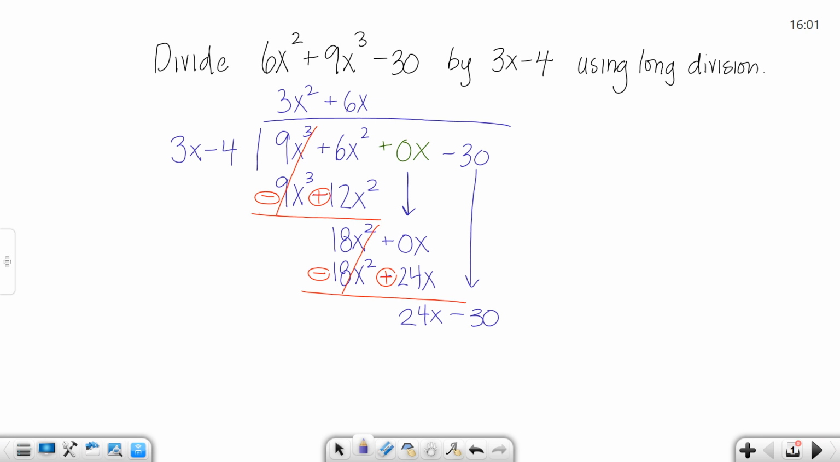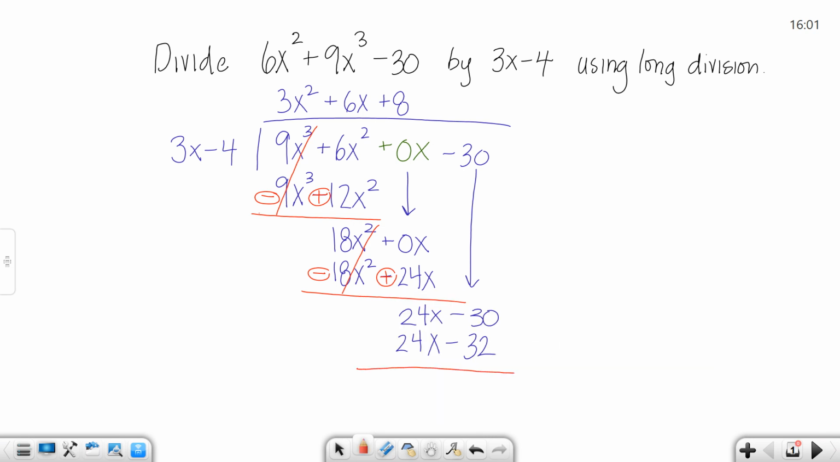So then we have to do it one more time. This time I'm looking for a 24x. So 3 times 8 would give me 24. I don't need any more x's. So if I multiply by both terms, 8 times 3x would be 24x, and 8 times negative 4 would be a negative 32.